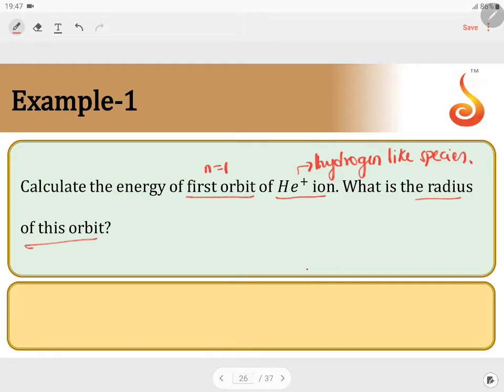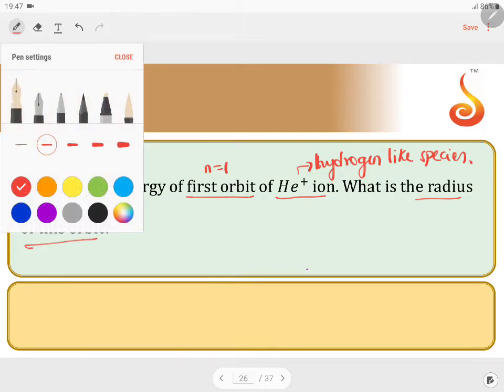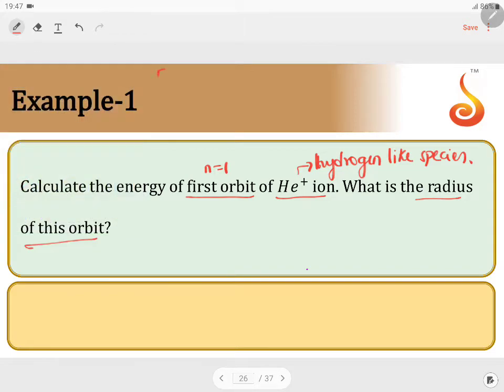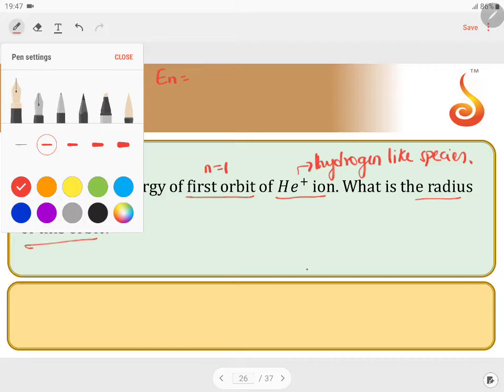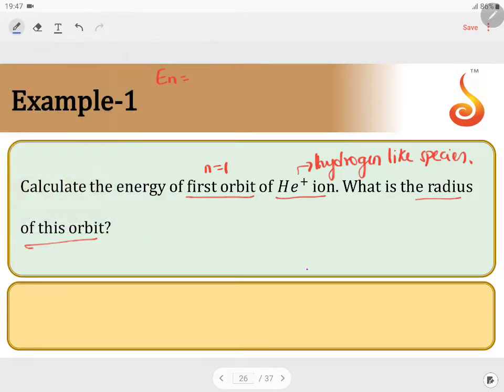Simple, students. For the calculation of energy, we have the formula, in general, En is equal to minus 2.18 into 10 power minus 18 into Z square by n square joules per atom.